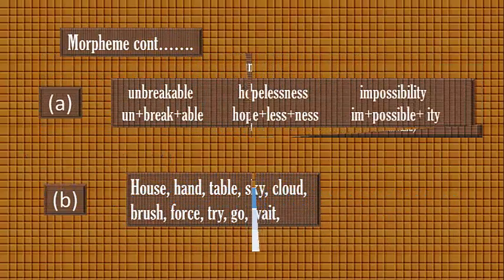Look at the words in set A. Unbreakable. Divide them into un, break, and able. So in total we see three morphemes, and all of them are present physically too. In the word hopelessness, there are three morphemes, and the same is the case with impossibility.